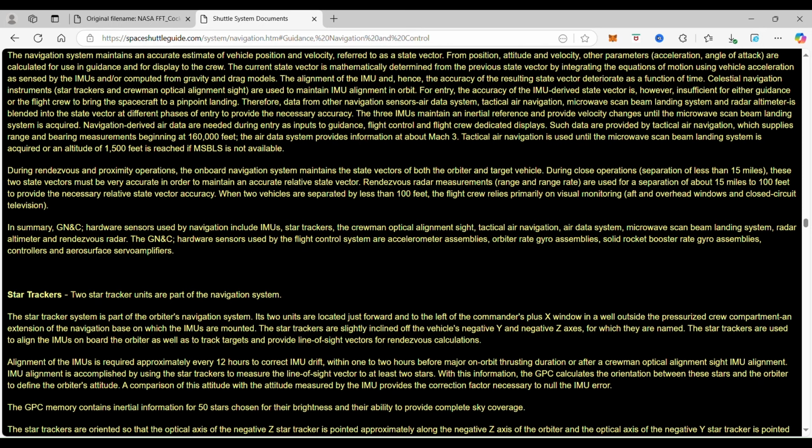So when you pitch up in the fine mode, where it's 0 to 1 degree, you're within 15 miles to 100 feet. If you're in close operations less than 15 miles, you're in the medium, that would be 0 to 5 degrees. And when you're greater than 15, that would be coarse, which would be 0 to 15 degrees of rate. So that is where the rate is defined.